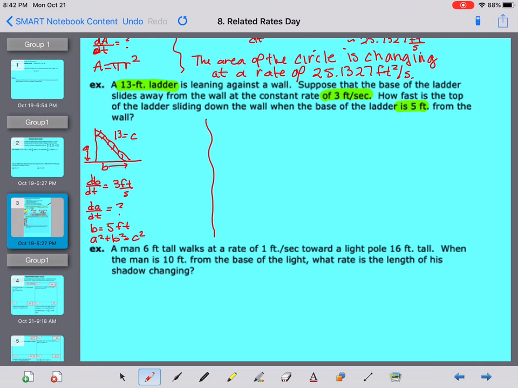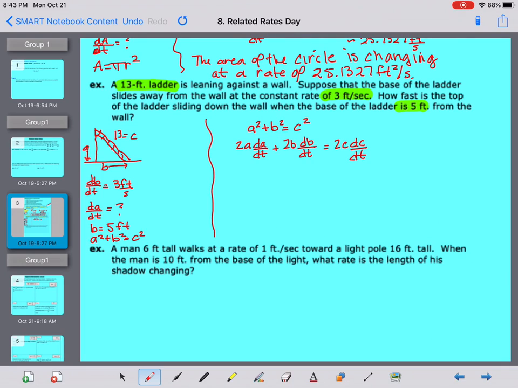Okay, so it starts with this idea of a squared plus b squared equals c squared. We're going to take the derivative of this because we want dA/dt with respect to time. So the derivative of a squared gives us 2a dA/dt, plus we get 2b dB/dt, equals 2c dC/dt. Okay, so we have our derivative.